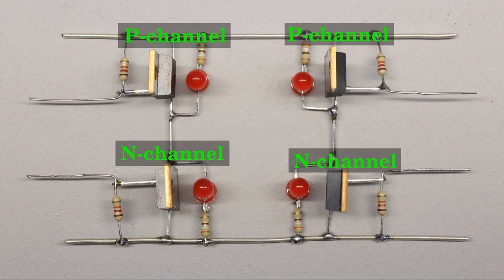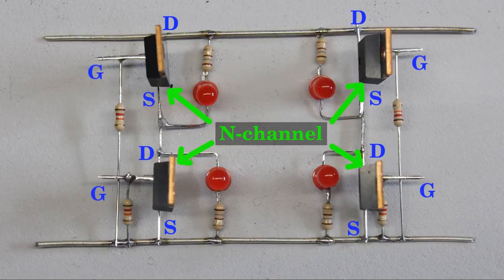The majority charge carriers of p-channel MOSFETs are holes, whose mobility is lower than those of electrons, the majority charge carriers inside of n-channel types. As a result, the on resistance of p-channel MOSFETs is usually higher than those of n-channel MOSFETs, assuming identical dimensions of the devices. To minimize the power dissipated by an H-bridge, 4 n-channel MOSFETs can be used instead of 2 n-channel types at the low side and 2 p-channel types at the high side.